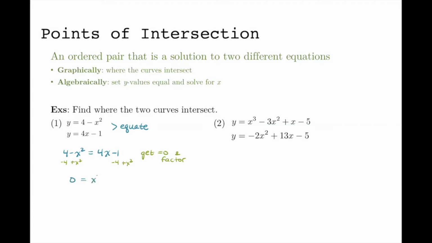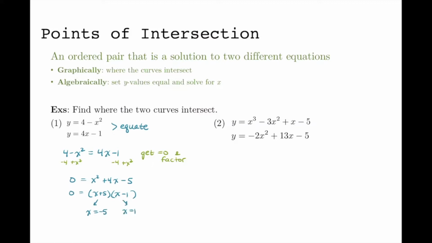Then we'll have x squared plus 4x, negative 1 minus 4 is minus 5. Now we want to try to factor the right-hand side here. We've got a 1 in front of the x squared, so we're going to try to reverse FOIL this. Two numbers that multiply to negative 5 and add up to positive 4 will be plus 5 and minus 1. Setting each of these factors equal to 0 gives us x equals negative 5 and x equals positive 1.